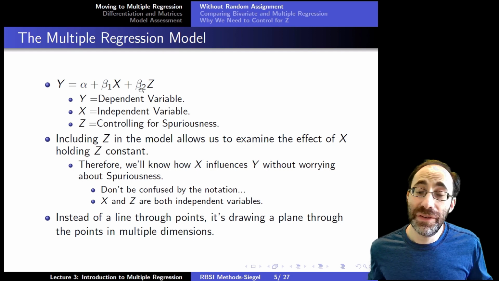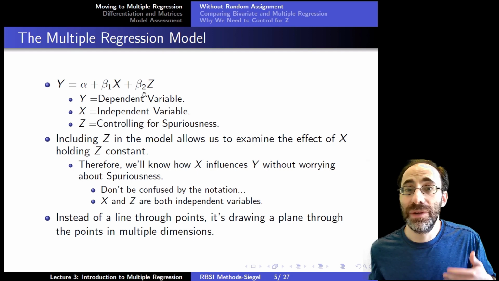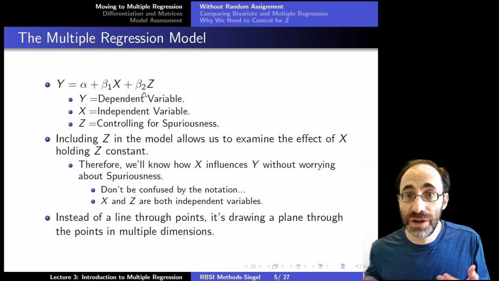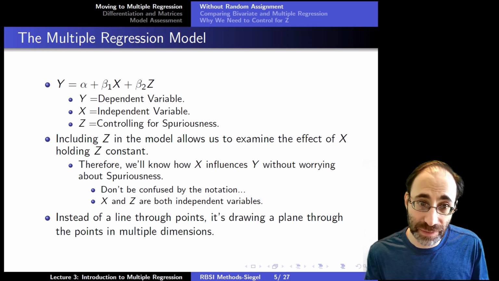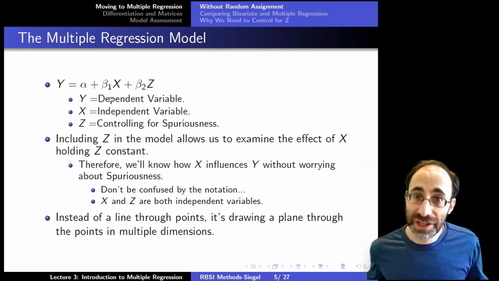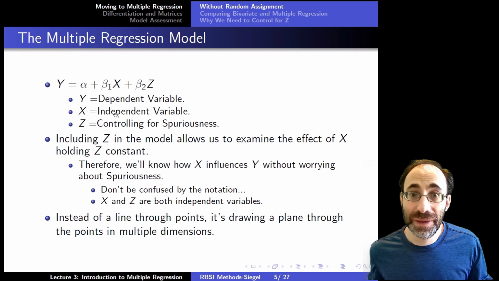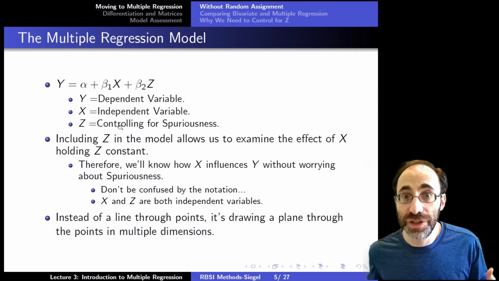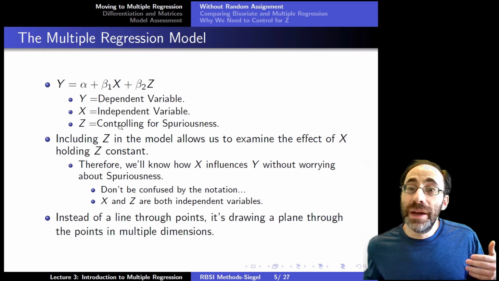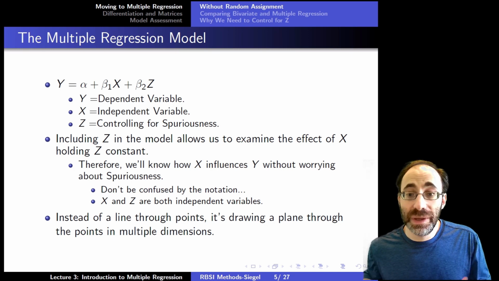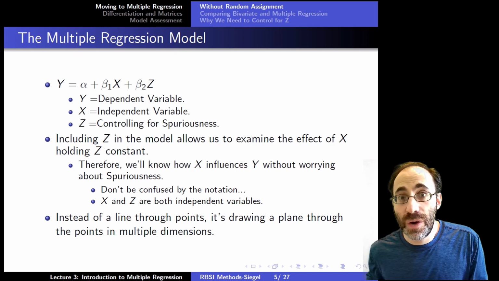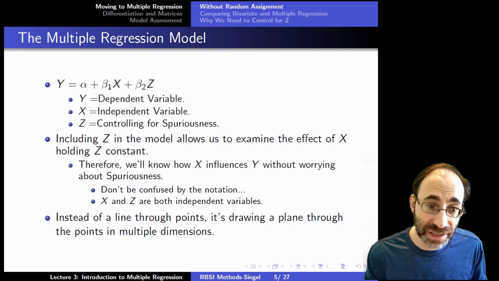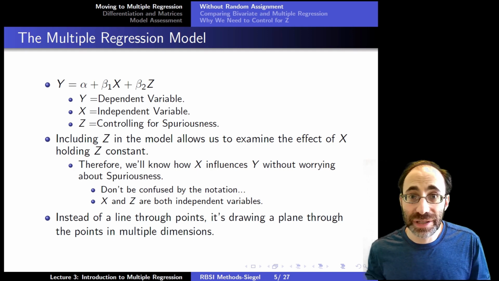And before the z, we have another coefficient, beta, with a subscript of 2, to let us know this is the coefficient on the second independent variable. Okay. So again, y is the dependent variable, x is the independent variable, and z controls for spuriousness. By including z in the model, we can examine the effect of x while holding z constant. That last phrase is absolutely key, and that underlies all the stuff we do.